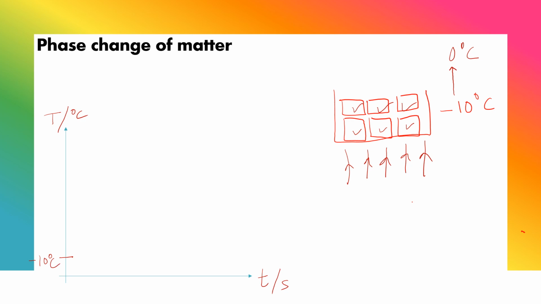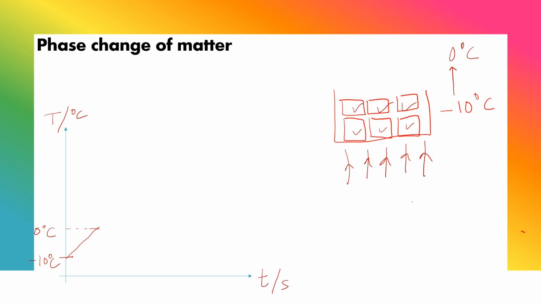Now, as you know, the time cannot be stopped. It will keep going at its own speed. So as the time is passing and you are continuously supplying the heat, the temperature of the ice cubes increases and it reaches 0 degrees Celsius. So here is the 0 degrees Celsius.